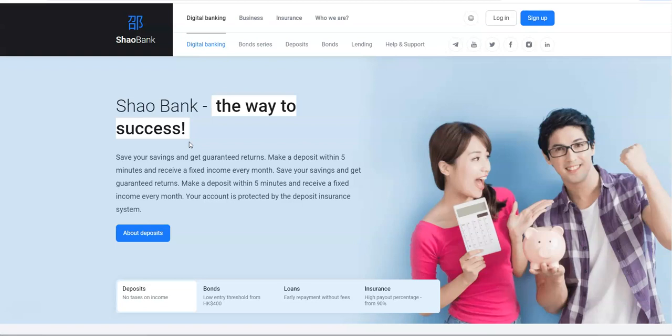I know, don't adjust your dial, it's Shao Bank, and that's not Marcos pumping the arms up like this. We all know what that looks like. Alright, just saying. Let's take a look at Shao Bank.